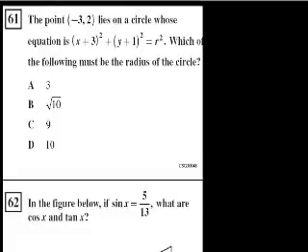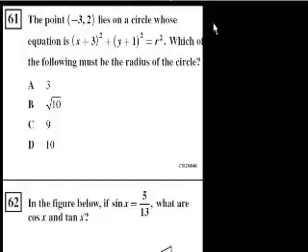We're on problem 61. It says the point minus 3, 2 lies on a circle whose equation is (x + 3) squared plus (y + 1) squared is equal to r squared. Which of the following must be the radius of the circle? So the way to think about it is that this point satisfies this equation, right? Any point on the circle will satisfy both sides of this equality sign. So all we have to do is substitute the x and the y here and see what r squared has to be equal to.